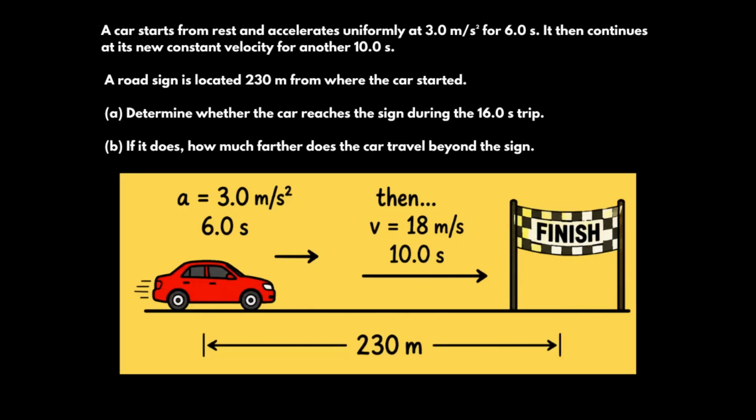Today we're going to look at this kinematics problem. We have a car that starts from rest and accelerates uniformly at 3 meters per second squared for 6 seconds. It then continues at its new constant velocity for another 10 seconds. There's a finish line located 230 meters from where the car started. Determine whether the car reaches the finish line during the 16-second trip.